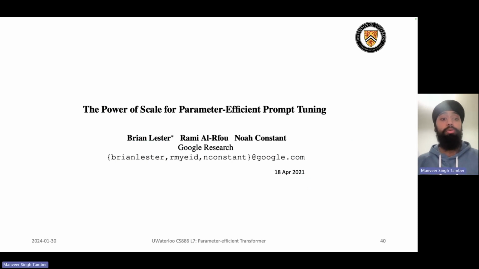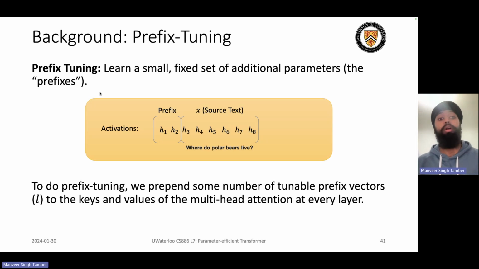First, I'll look at this paper that introduces prompt tuning. And before I cover prompt tuning, some background in prefix tuning is necessary, where in prefix tuning, we learn a small fixed set of additional parameters, that is, the prefixes. So to do prefix tuning, we prepend some number of tunable prefix vectors, or L tunable prefix vectors, to the keys and values of the multi-head attention at every layer.